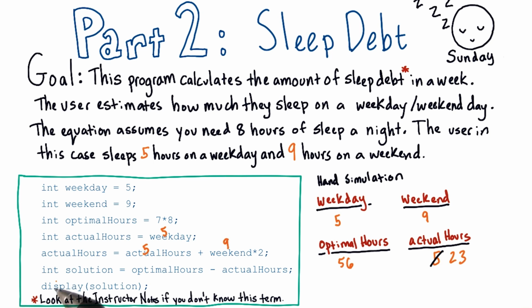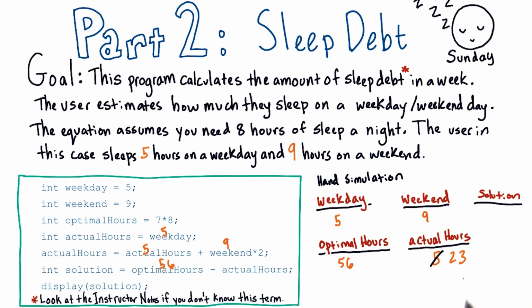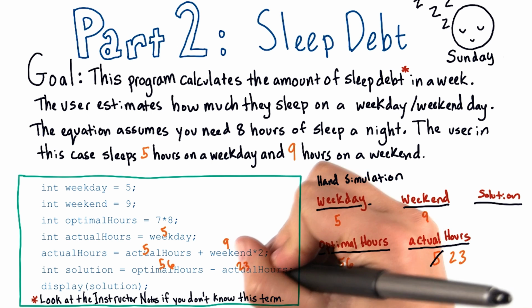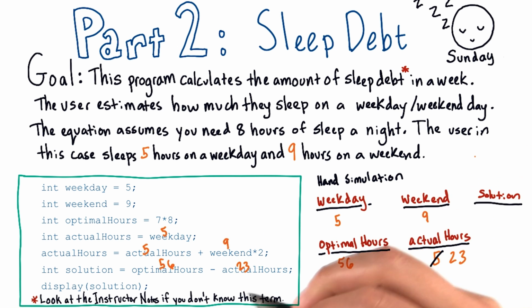Let's move on to the next line. We have int solution, so that's a variable declaration. And it's being set equal to something, but I'm going to write out the word solution first. And solution is equal to optimalHours minus actualHours. So let's go over here. optimalHours is 56. And actualHours is 23. Now, it's okay to use your calculator. I happened to do that earlier, and I know that 56 minus 23 is 33.